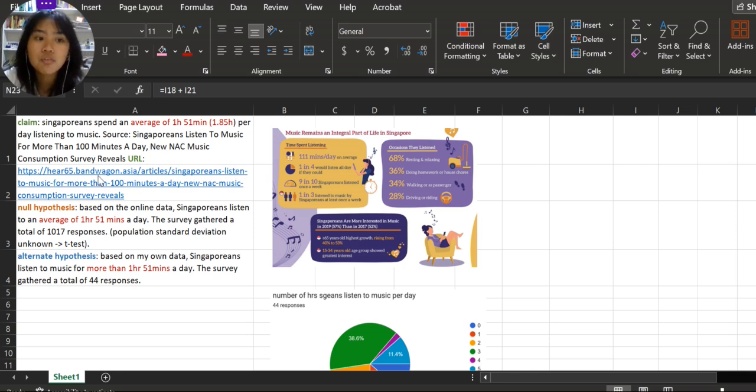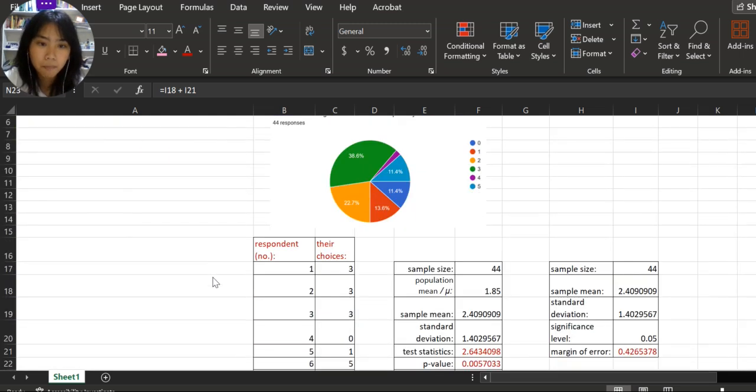For my null hypothesis, the population standard deviation from the source wasn't given, so I'll be performing the t-test later on. Since my mu, which is the population mean for my alternate hypothesis, is greater than my null hypothesis, I will also be performing the right tail test later on.